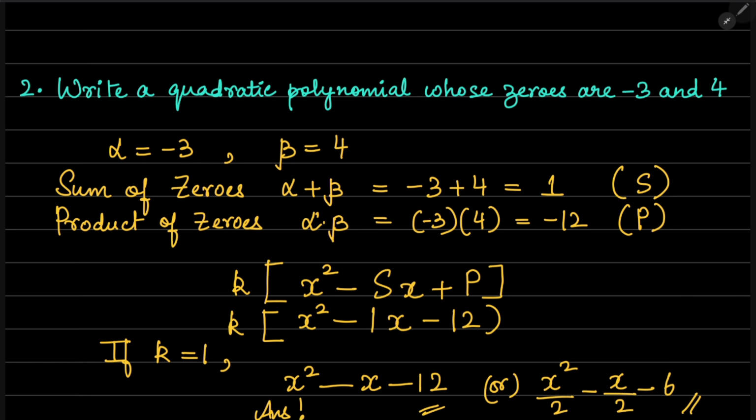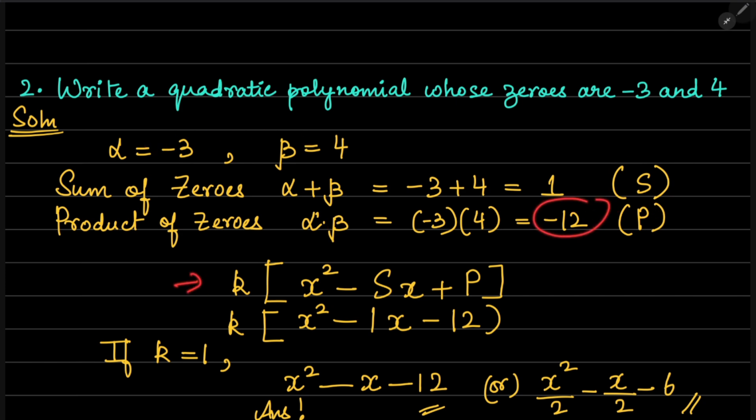X square minus x minus 12. So whenever you are given the zeros, right? Whenever you have a question wherein zeros are given, and if you are asked the quadratic polynomial, what will you do? First of all, you will assume one of the zeros as alpha, the other zero as beta. Find the sum of the zeros, that is, add the two, find the sum and denote it with s. Find the product of the zeros, multiply them, and that will be p.